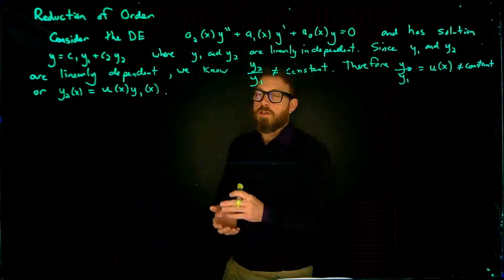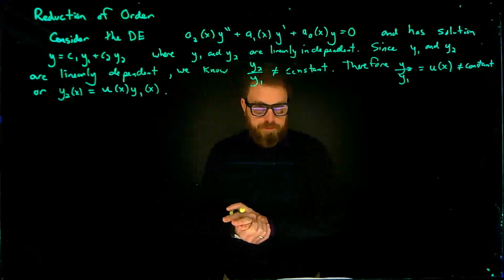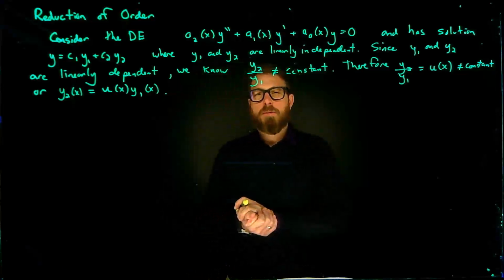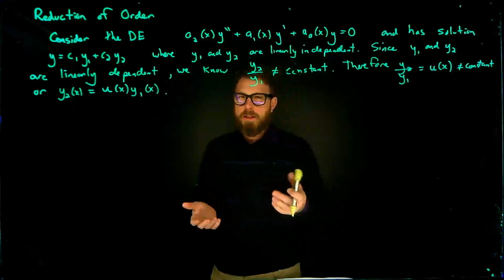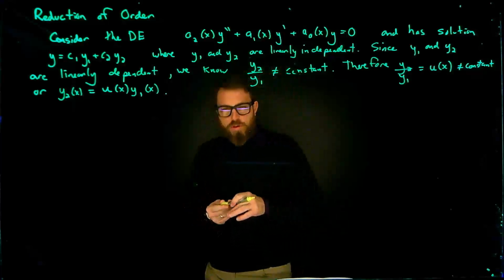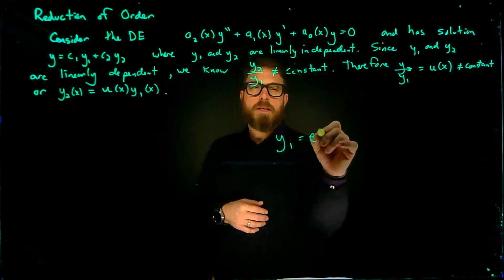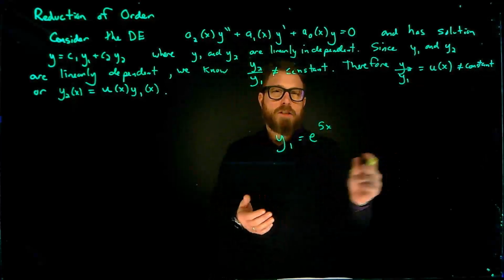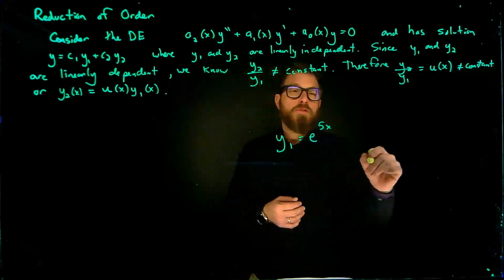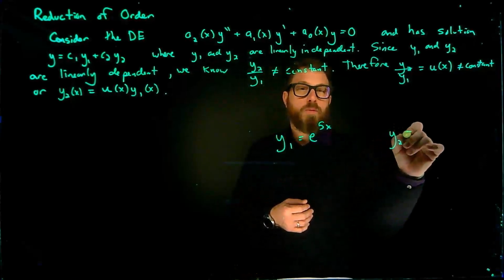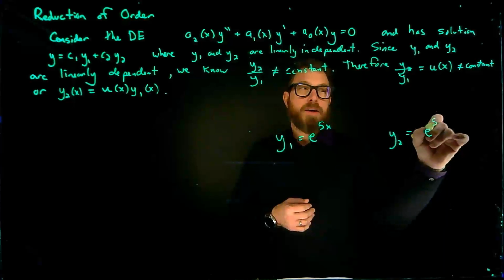Now, the goal of this lecture is to show you how we take care of linear independence by just multiplying that second solution by a factor of x. So what I mean by that is if I have a y1 that is equal to, say, e to the 5x, and this comes from repeated roots from the characteristic equation, and we also get a y2 that is also equal to e to the 5x.